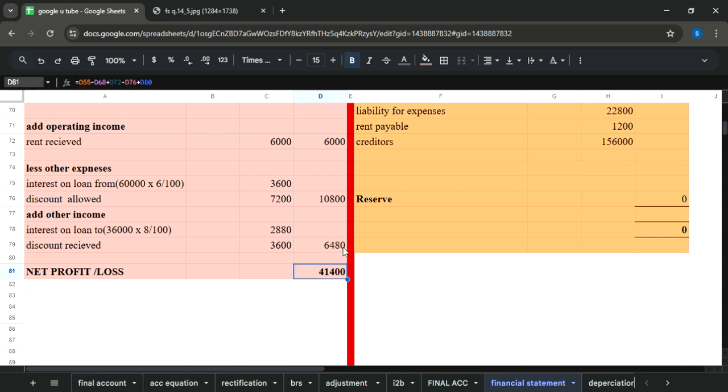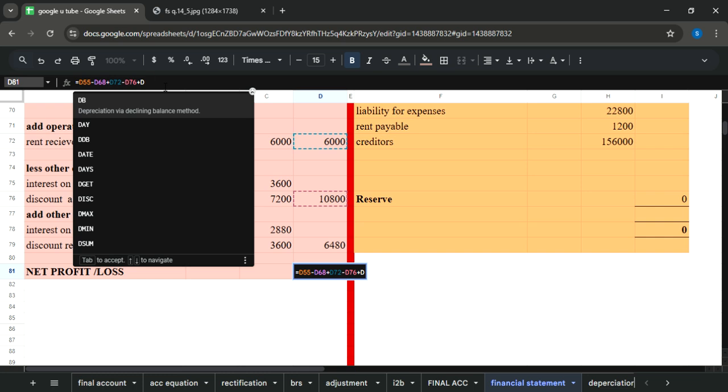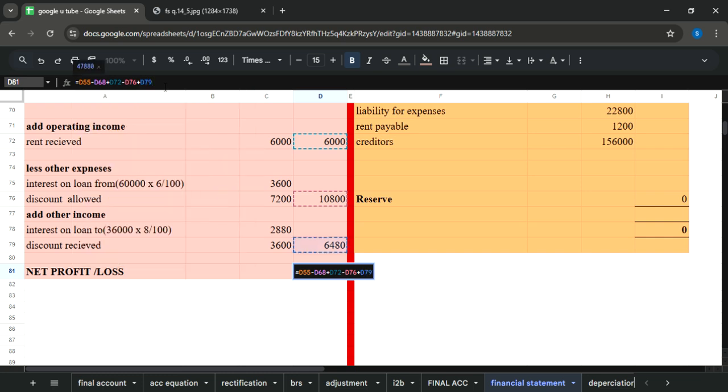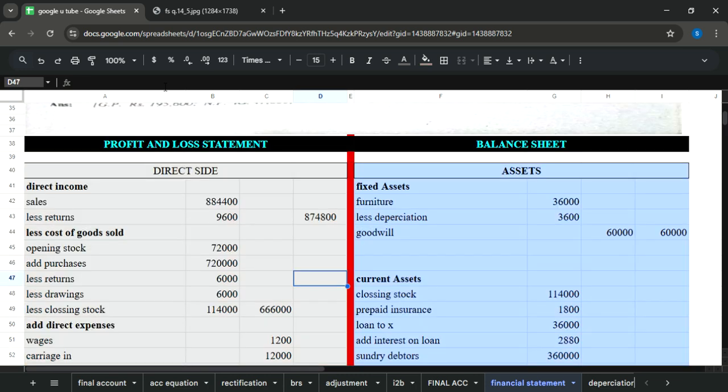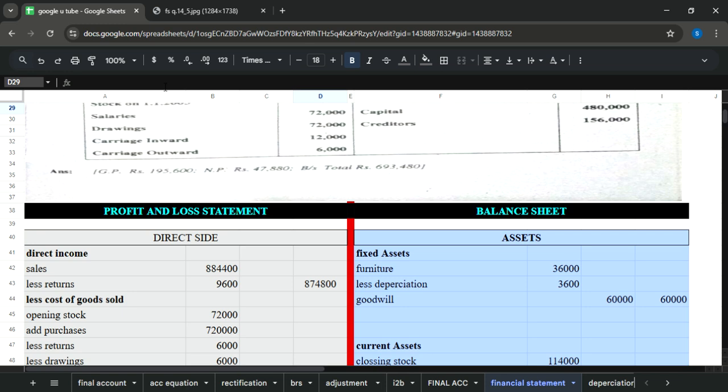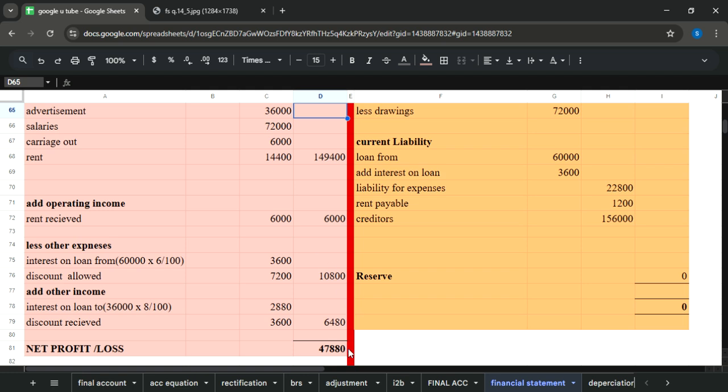D80 amount was 79. So last calculation we'll have to edit 47880, and here you can see that 47880 and our net profit is 47880. So guys, in this way our net profit has also been calculated.